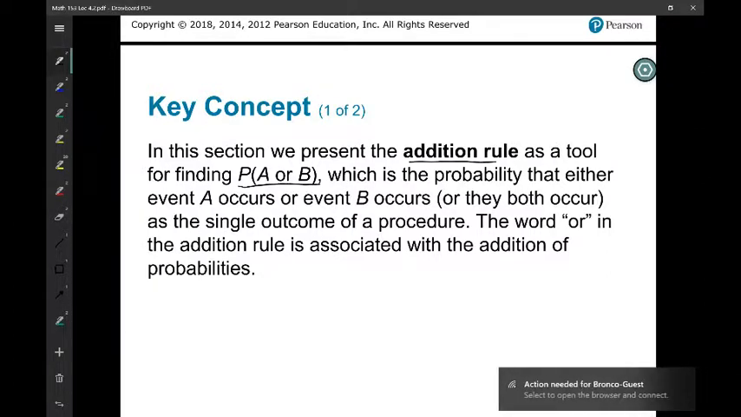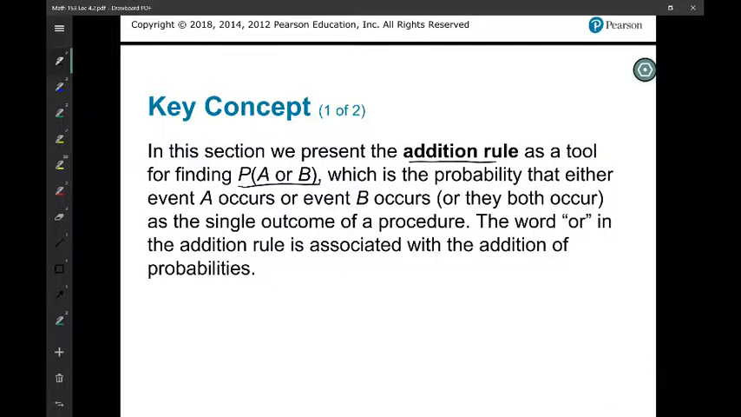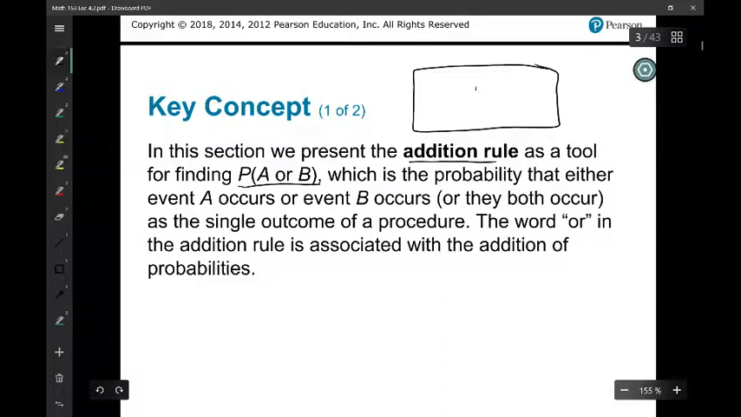So, the word or in the addition rule is associated with the addition of probabilities. Also think the union of sets. So if this is event A and this is event B, then the probability of A or B would be the total shaded area.